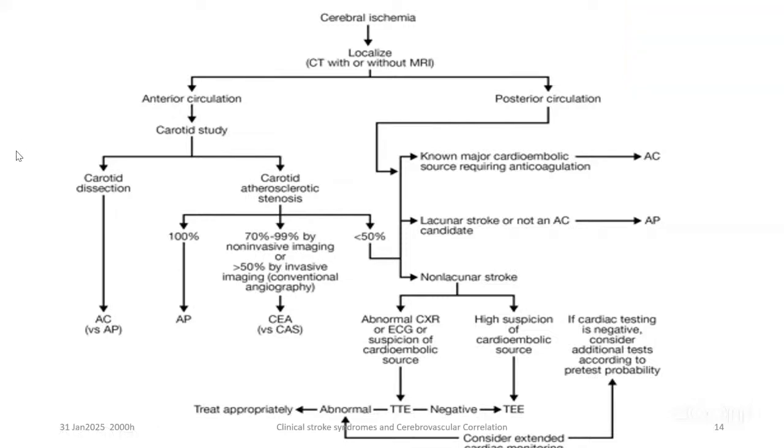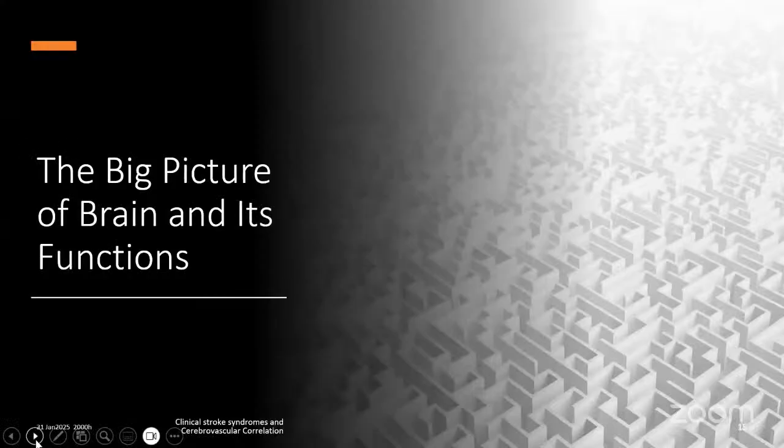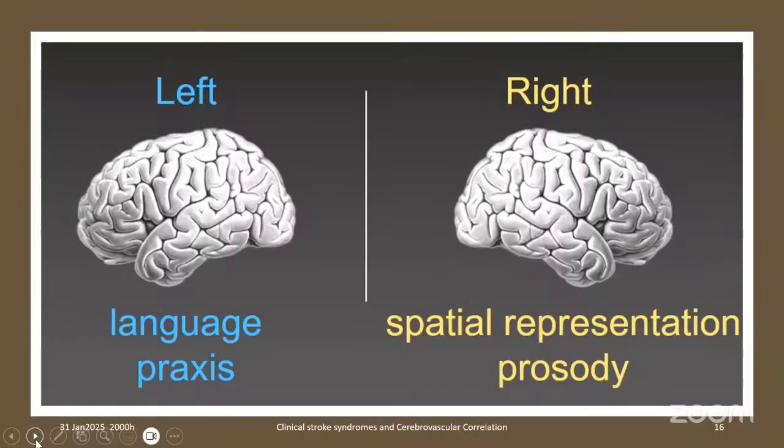But now we'll go on to the basics, very basics. The big picture of the brain and its functions, which you should know. And those of you who are very new to neurology, and there are very many people like that. So the brain has left and right hemispheres. What the left does is language and praxis, learned motor activities. They're all concentrated in the left cerebral hemisphere.